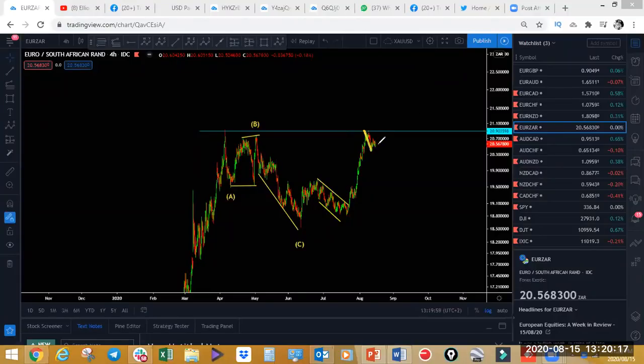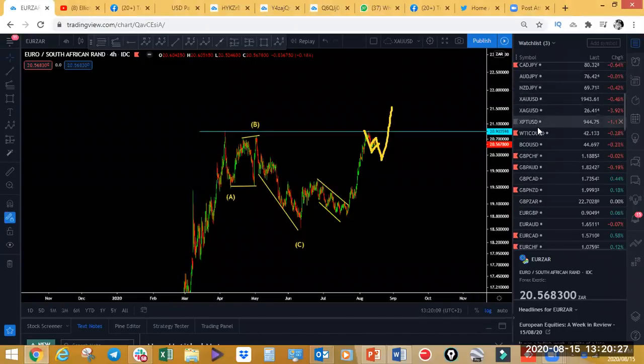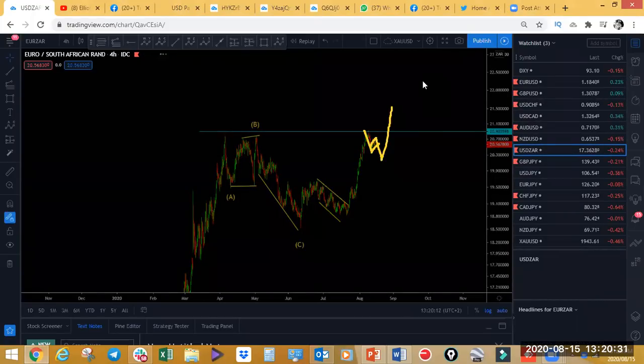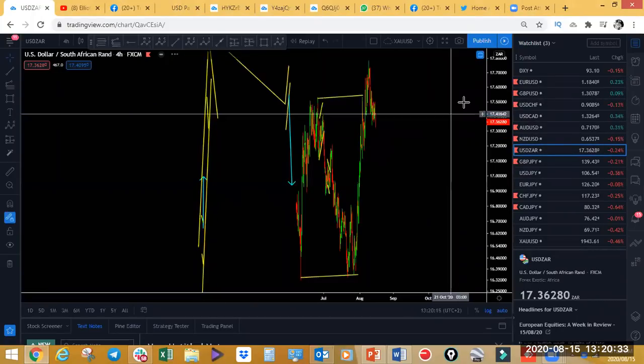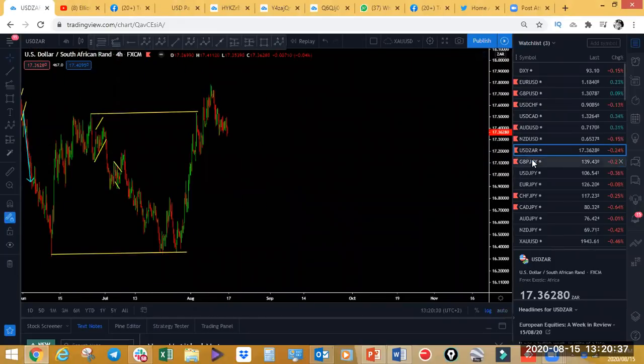But for this week, we're expecting EURZAR to pull back, but this should continue to the upside. And that is what we expect of US dollar ZAR as well, a continuation to the upside. So the reason for this is obviously because there's weakness in the US dollar, there's also weakness in the ZAR as well. That's why you don't see much of a movement as you do in the other pairs.